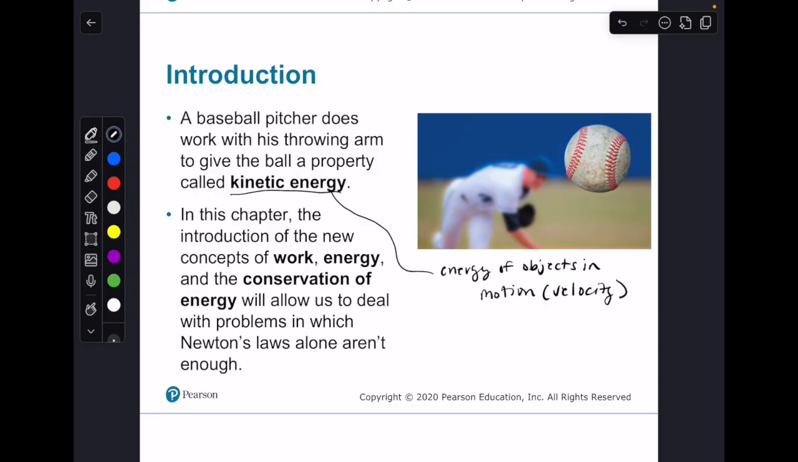We're also going to introduce the concept of work and energy and the conservation of energy, which is a law that will help us solve some problems that we've been looking at previously in an easier way. It's also going to let us solve problems that maybe we didn't have enough information to solve using Newton's laws alone.